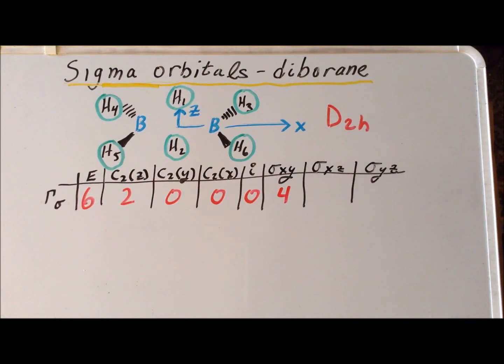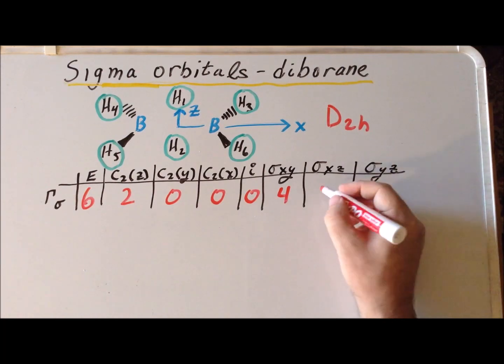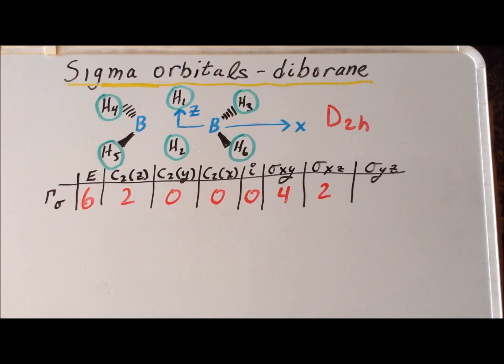Next, we have the xz plane, and that's the plane of the whiteboard, as it works out here. And we realize, for example, that H3 and H4 are behind the plane. H5 and H6 are in front of the whiteboard, so therefore they would move. But H1 and H2 are actually in the plane of the whiteboard. They're not affected by that mirror operation. So we have 2 orbitals that don't move, so our character is a 2.